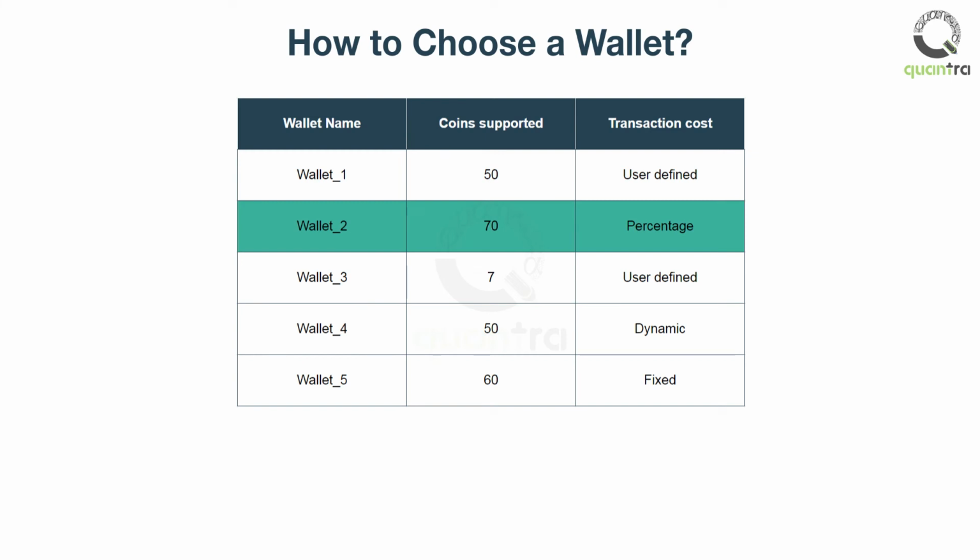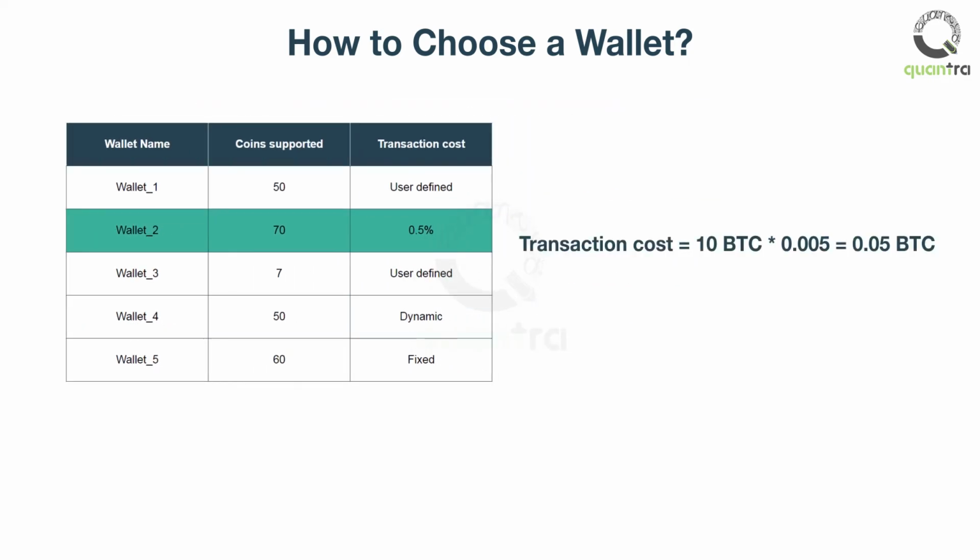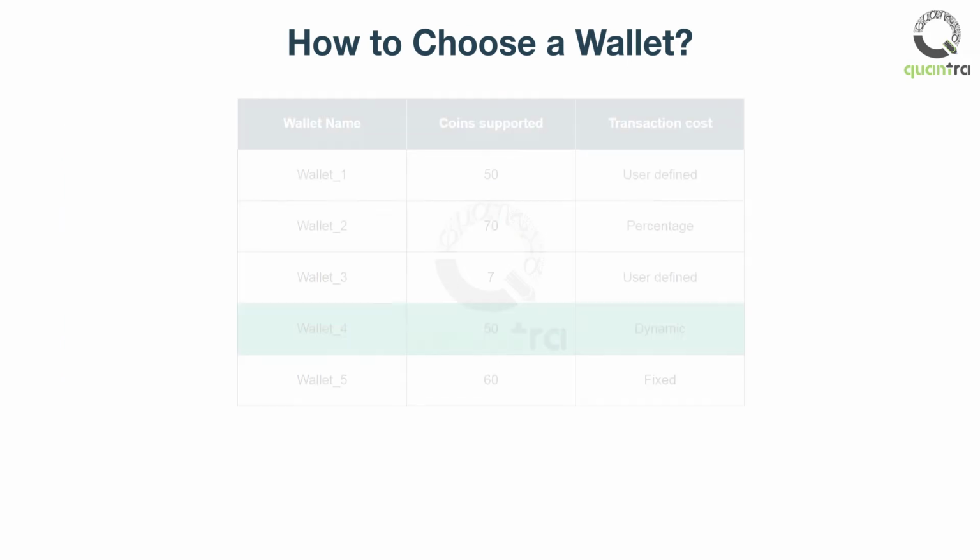Wallet_2, on the other hand, let us say, charges a 0.5% fee for every transfer. For example, if you transfer 10 bitcoins, then you will pay 0.05 bitcoins in fees.